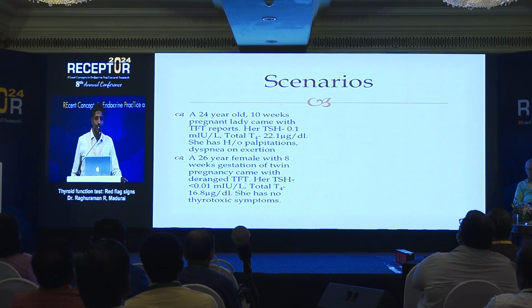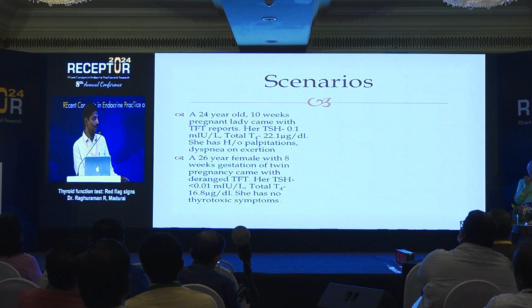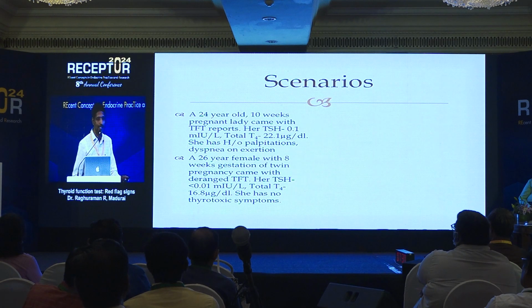So the next scenario, a 24-year-old, 10-week pregnant lady has come for deranged TFT. Her TSH is low, but total T4 is high. Patient has symptoms of palpitations and dyspnea on exertion. The second case, patient is a 26-year-old pregnant lady with 8 weeks of gestation with twin pregnancy. She also has come with deranged TFT with low TSH, but total T4 is in the normal range. She has no thyroid symptoms.